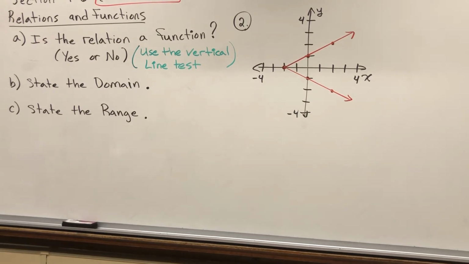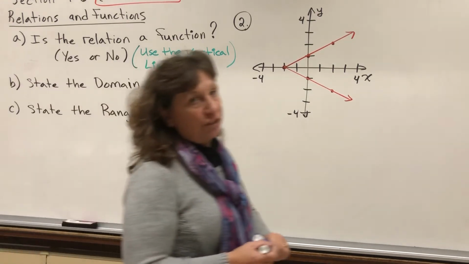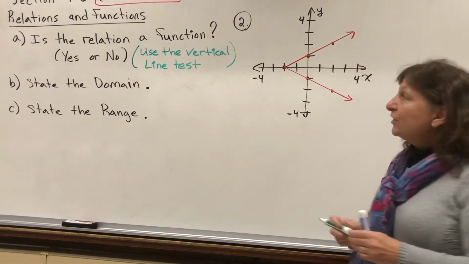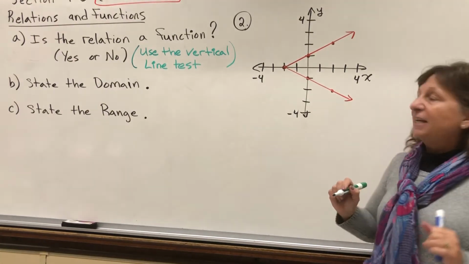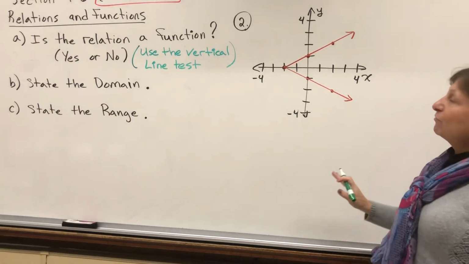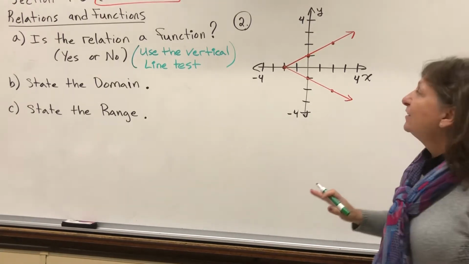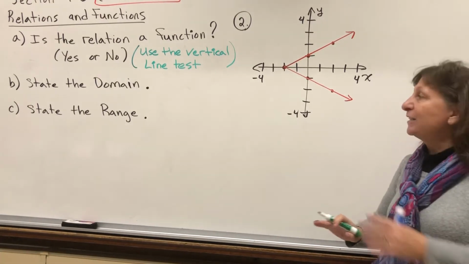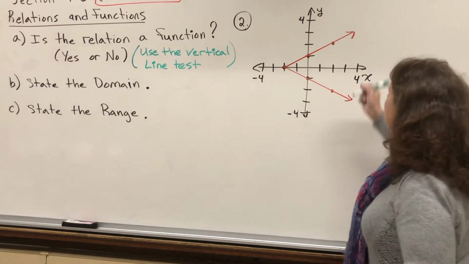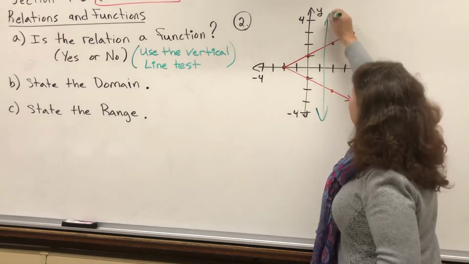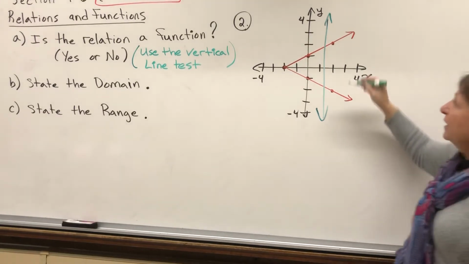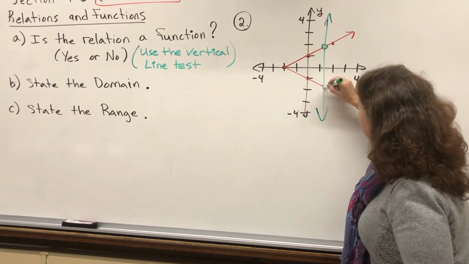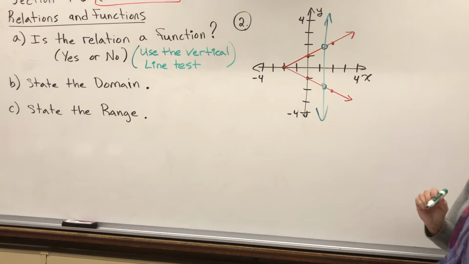But let's start with, is this relation a function? I'd like to use the vertical line test, because if I can draw a vertical line anywhere on this graph and have it intersect the relation in more than one point, it's automatically not a function. So I don't have to do any intense calculations. I draw a vertical line. I notice the vertical line intersects my relation in more than one point.